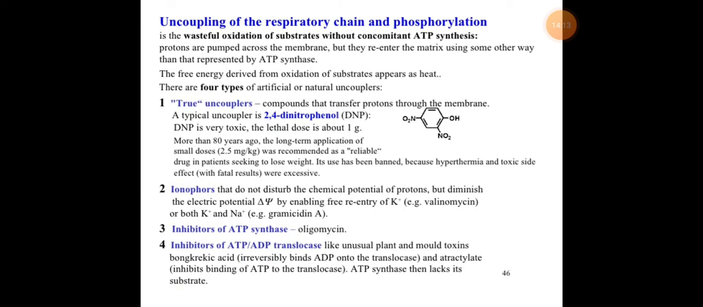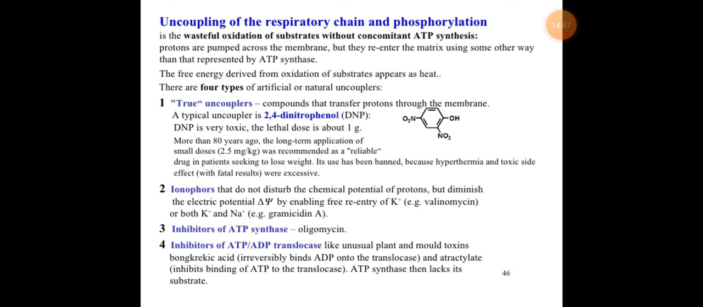Uncoupling of the respiratory chain and phosphorylation. It is a wasteful oxidation of substrate without commitment to ATP synthesis. That means oxidation is going on but no energy is produced. This is uncoupling. The free energy derived from oxidation phosphorylation appears as heat. So instead of giving energy, it goes as heat. There are types of artificial or natural uncouplers. So this is the uncoupler, it's very important.